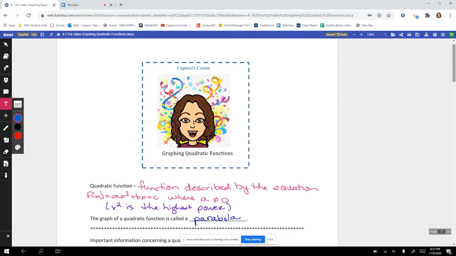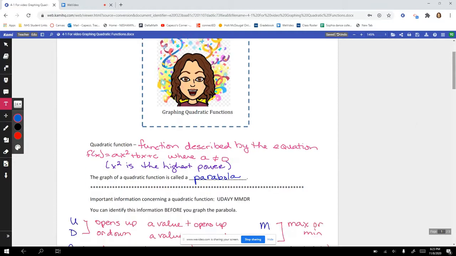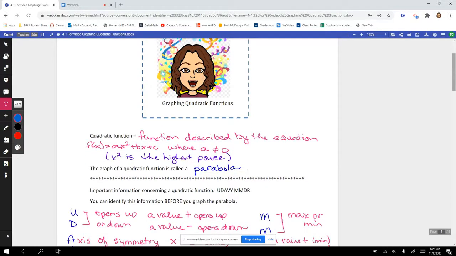Petchy's Corner, we're going to look at graphing quadratic functions. So before we start graphing, what is a quadratic function? Well, that is one described by the equation, and we have this set up form: f(x) = ax² + bx + c, where a cannot equal 0.